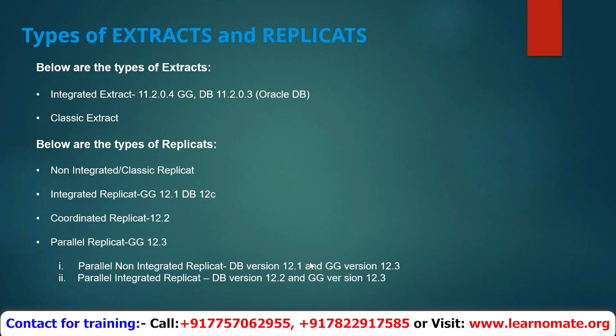But remember one thing, in GoldenGate there are two types of extract. Extract captures the data, replicate applies the data to the target database. We'll be discussing architecture later on. But there are two types of extracts, integrated extract and classic extract. Initially when GoldenGate was founded, there was only one type of extract. In 11.2.0.4, GoldenGate launched a new type of extract which is called integrated extract. So integrated extract is available from GoldenGate version 11.2.0.4 and database version 11.2.0.3.